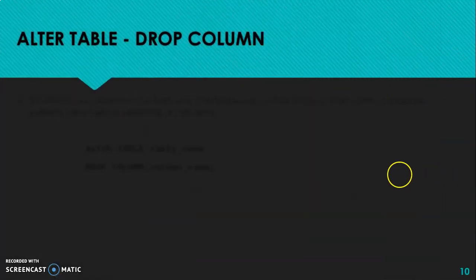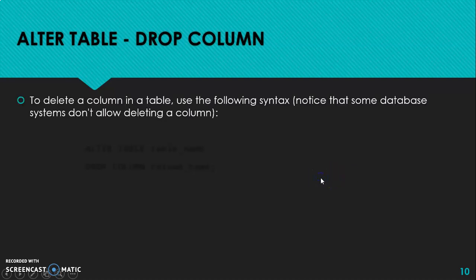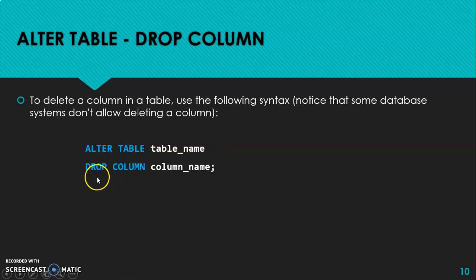Now alter table, drop column. Now I want to remove that particular column. To delete a column in a table, we use alter table, table name, drop column and the column name. Here you don't need to specify the data type, just specify the column name. But when you're altering a table and dropping a column, it may happen that some databases do not allow you to delete a column. So while using this type of query, be careful.